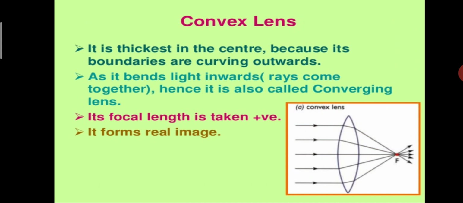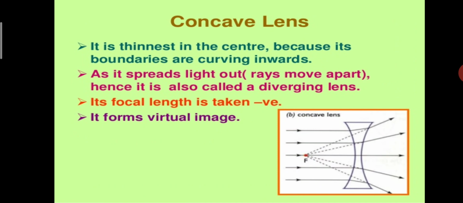Just take a brief look at them. It is the thickest in the center because its boundaries are curving outwards. As it bends light inwards, the rays come together, hence it is called a converging lens. It converges all the light at one point F, the focus point. Okay, so that is called a converging lens. So one question is there: which lens is known as a converging lens? So we can say the converging lens is the convex lens. Now its focal length is taken as positive. Okay, it forms a real image.